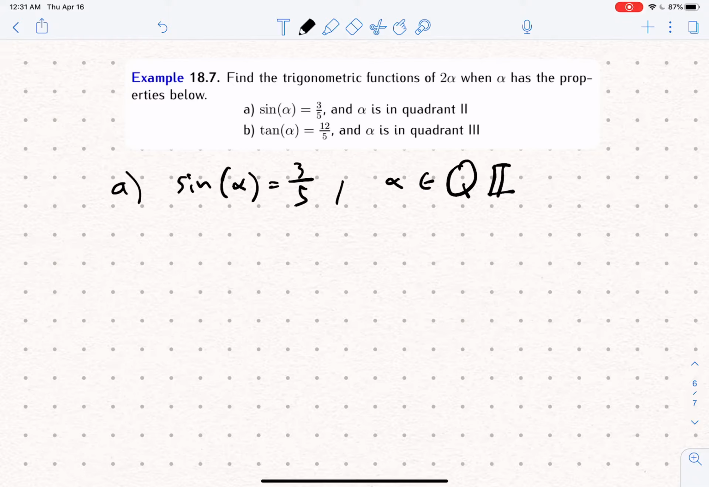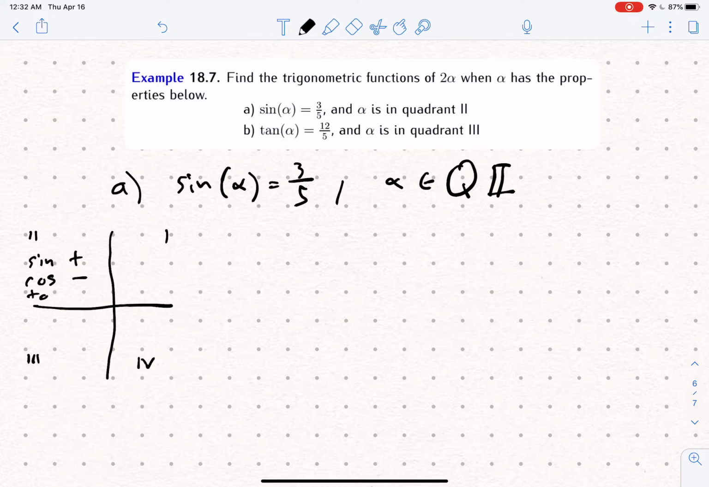First of all, for alpha in quadrant 2, let's think about what that tells us. This is quadrant 1, 2, 3, 4. For angles in quadrant 2, cosine is like x, so cosine is negative on the left, and sine, y, is positive. And tangent is sine over cosine, which is going to be a positive over a negative, so tangent is going to be negative also. Let's make a little note here: sine is positive, cosine is negative, tangent is negative in quadrant 2.